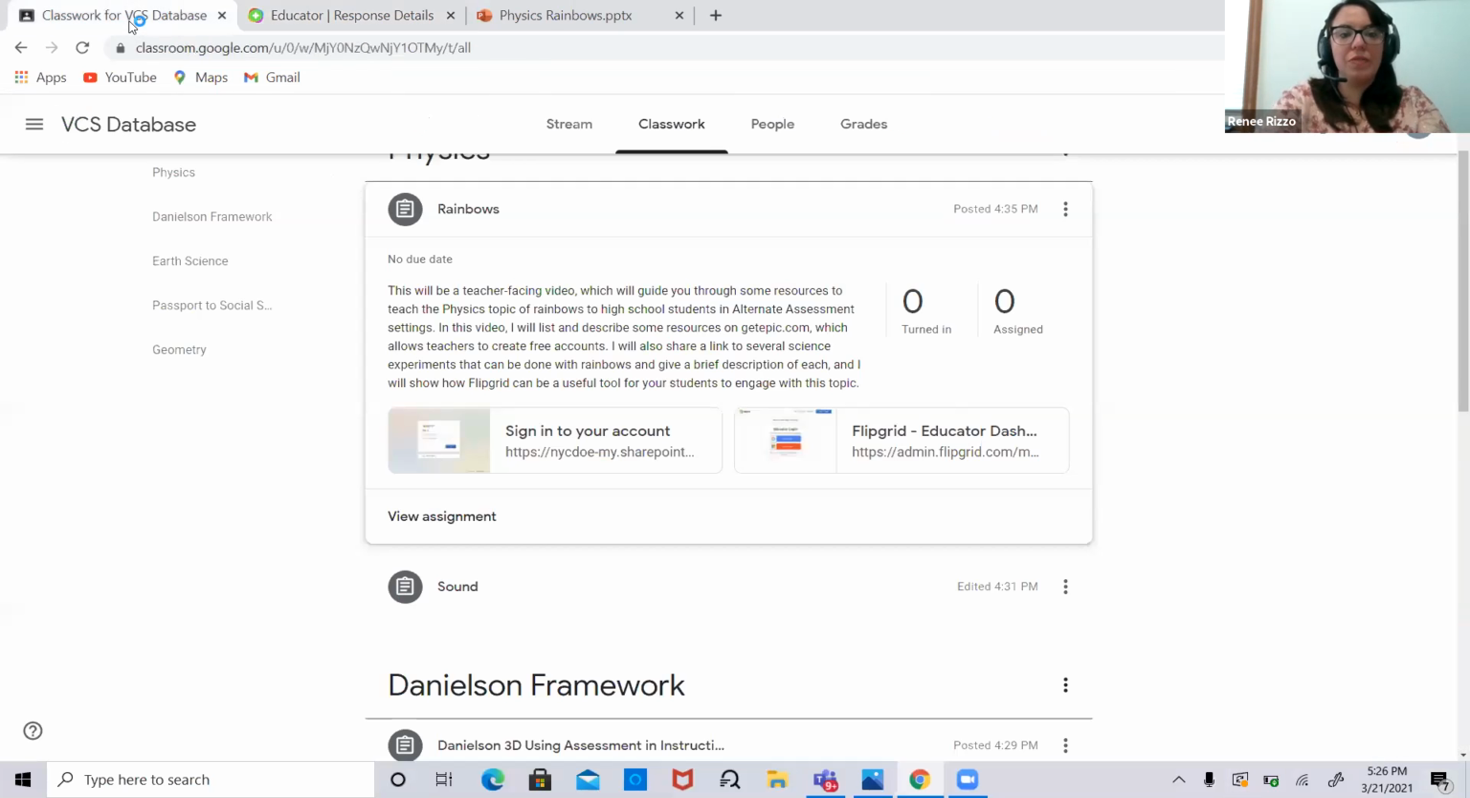So, just for review, today I went over some resources to teach the physics topic of rainbows to high school students in alternate assessment settings. I listed and described some resources on getepic.com, which allows teachers to create free accounts. I also shared a link to several science experiments that can be done with rainbows and gave a brief description of each. And I showed how Flipgrid can be a useful tool for your students to engage with this topic.